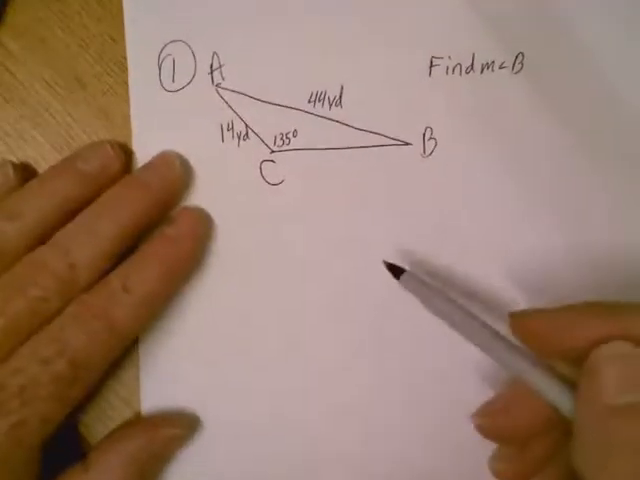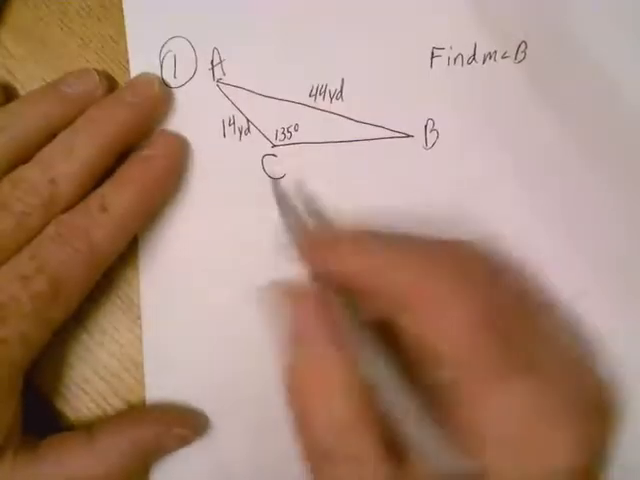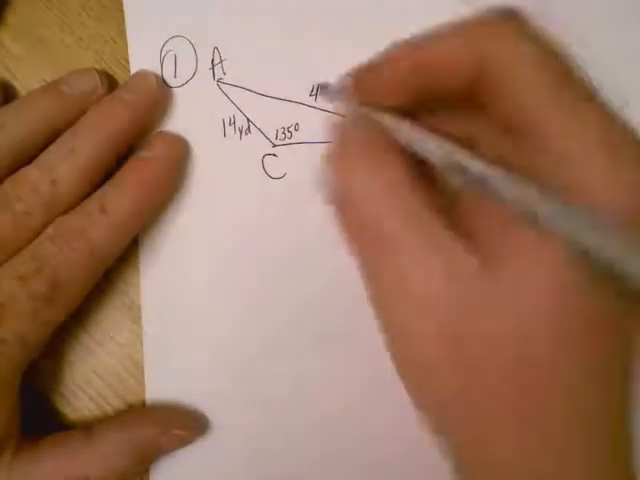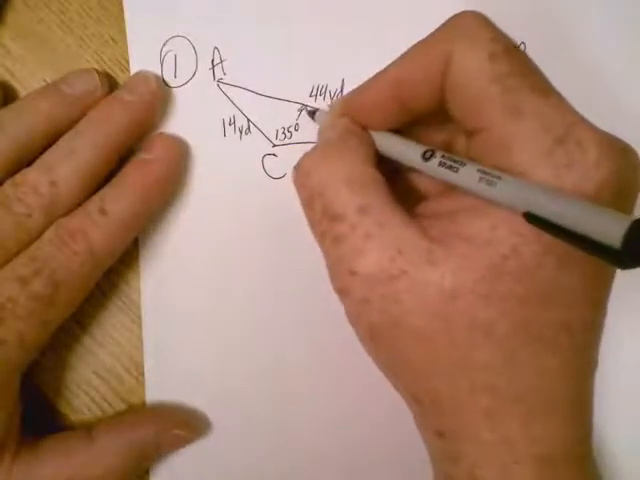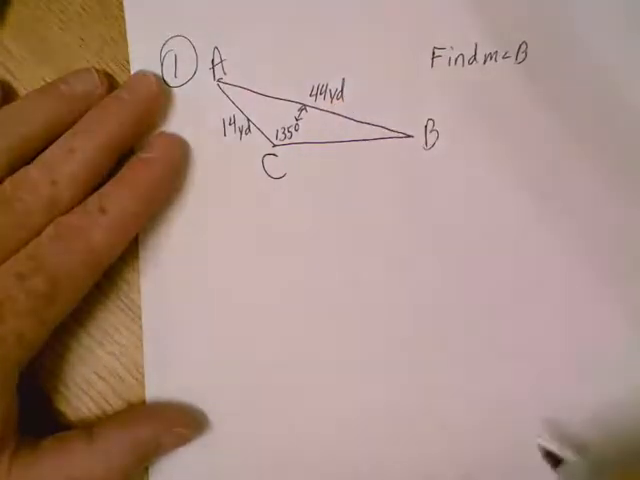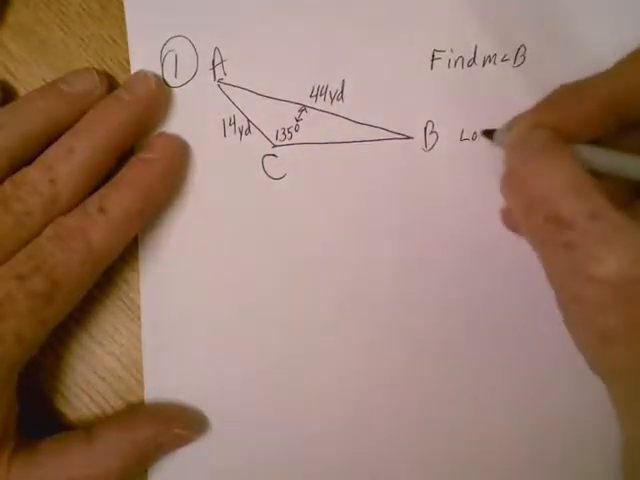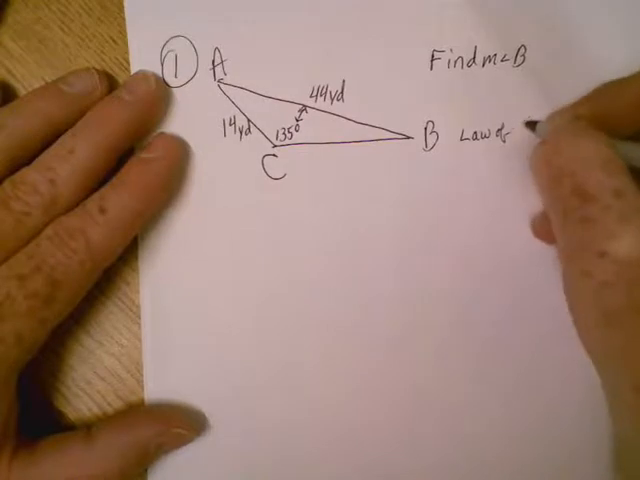So I'm going to do just a few of them. I'm going to do number one. Number one, I look at this and we have an angle and a side that are across from each other. So that tells me that I'm probably using the law of sines.